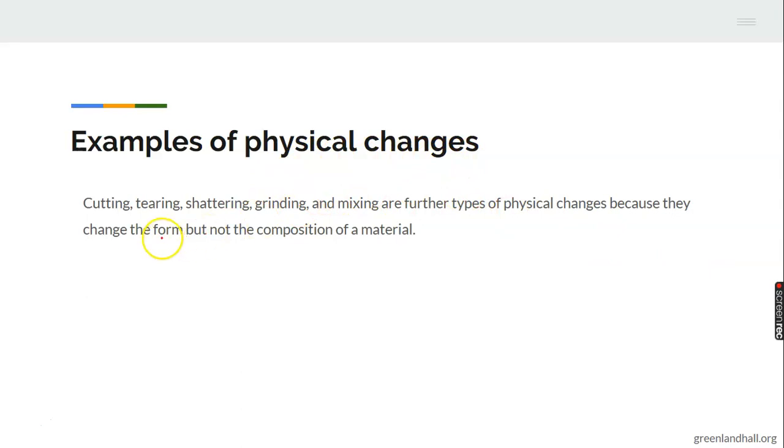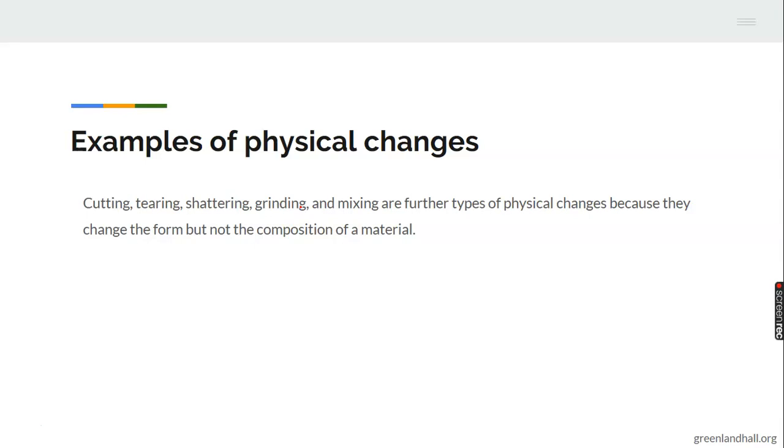Examples of physical changes: you have cutting. For instance, you cut your vegetable. That doesn't mean it has undergone chemical change. There's only a change in the physical appearance of that vegetable by cutting it into pieces. Tearing your clothes too is a physical change, because you can always sew it back and have your original material back. Shattering, grinding of pepper or whatever you are grinding, you still have the composition intact. It's only that there is a physical change.